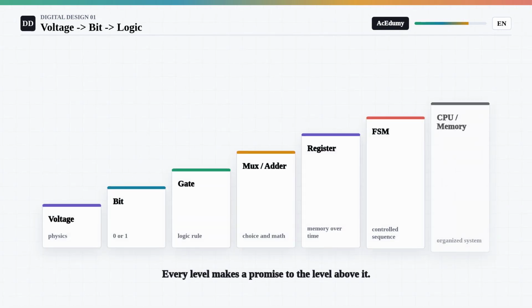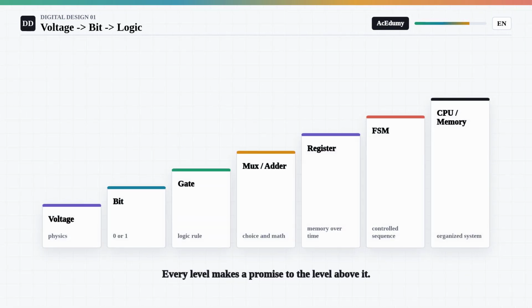This is why digital design scales. At the bottom, physics gives us voltages. Thresholds turn voltages into bits. Gates turn bits into logic. Multiplexers and adders turn gates into useful choices and arithmetic. Registers remember bits over time. Finite state machines control sequences of decisions. And when these pieces are organized carefully, we can build processors and memory systems. Every level is a promise to the level above it.